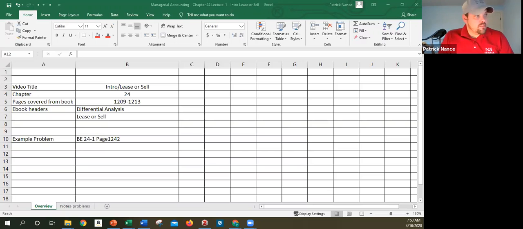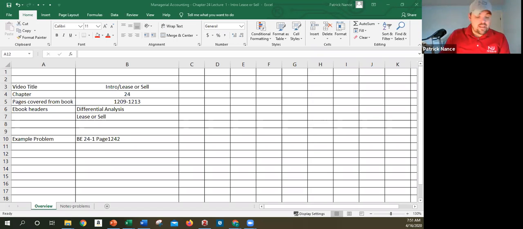Okay, so starting on page 1210, really, differential analysis. We're talking about making a decision. We're talking about comparing the differences between the decisions, both revenues coming in and expenses or costs going out. So differential analysis, also called incremental analysis, looks at the differential revenues and costs in order to determine the differential impact on income of two alternative courses of action.